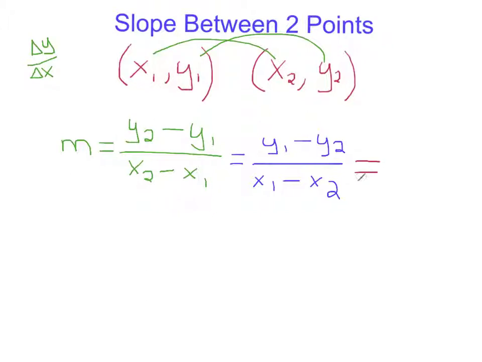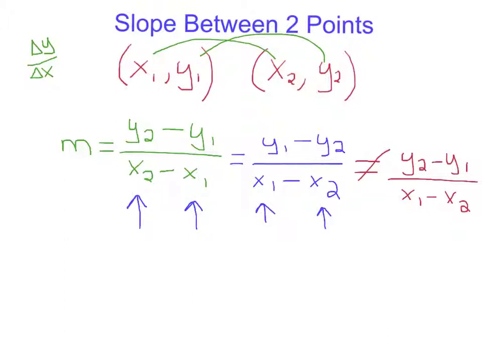It does not equal the same thing if you do y2 minus y1 divided by x1 minus x2. So notice how this last one is different than the first two. You want to make sure y2 and x2 match up, y1 and x1 match up. You never want them to be opposite like this.